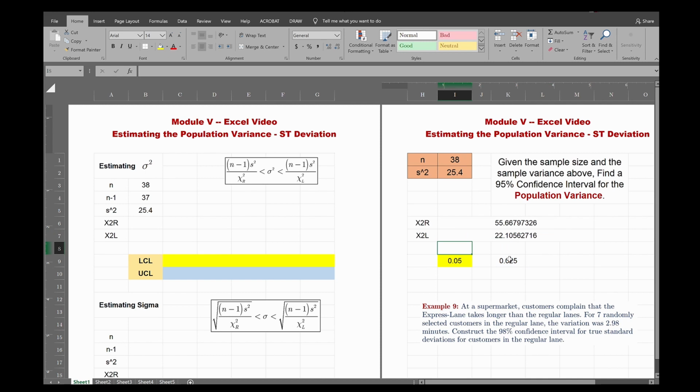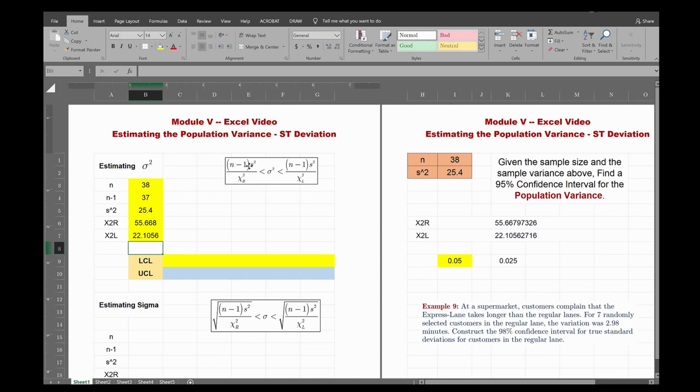And there is the chi-square left. So chi-square right, I copy them here now back into where I type my input information given from the exercise. So my chi-square right equals, I could just click on it and capture it. My chi-square left equals this number here.